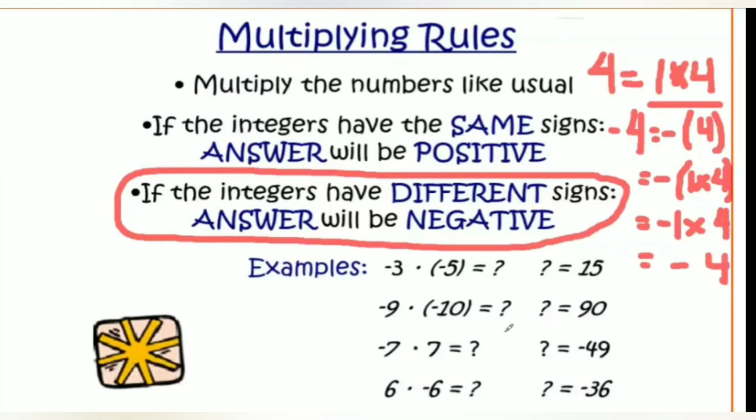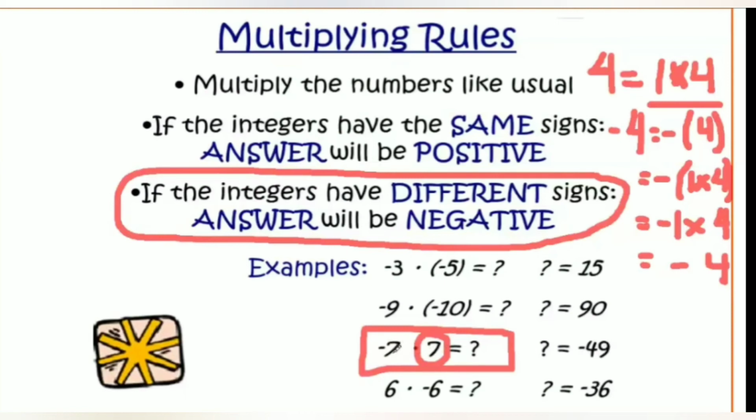Let's have this for example. Let's have this first. Negative 7 times 7. Focus on the positive. The positive number here is 7. You are multiplying it by a negative. The main concept is to take its opposite. So it turns into negative. So multiply the numbers like usual. 7 times 7 is 49. And since they are different signs, then we say it's negative 49.